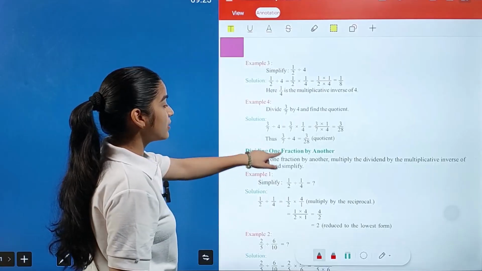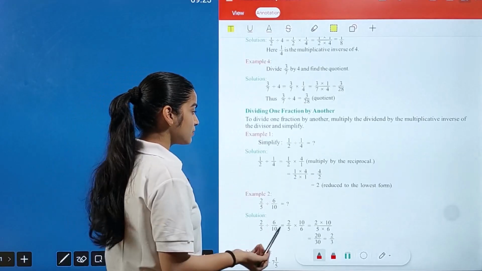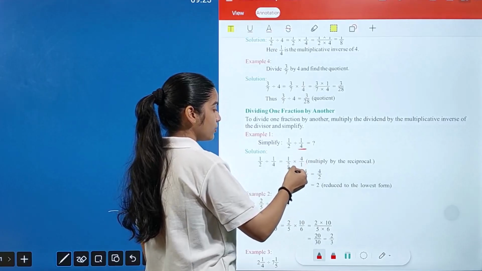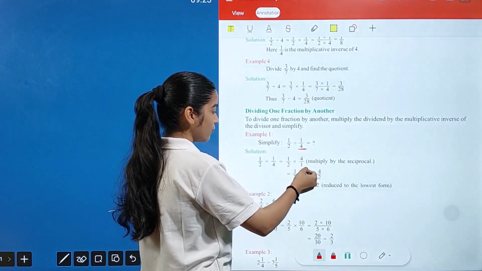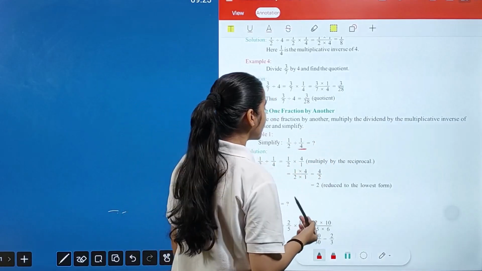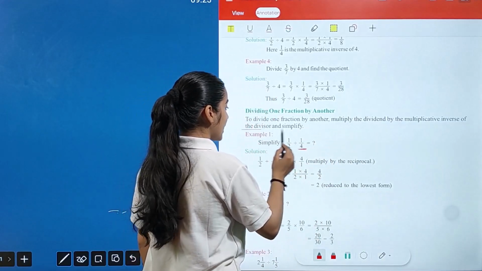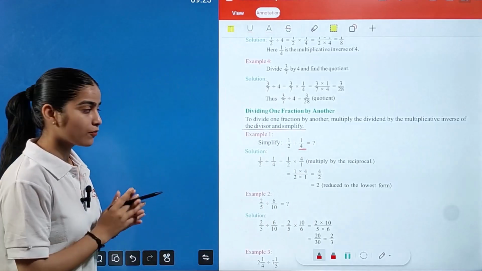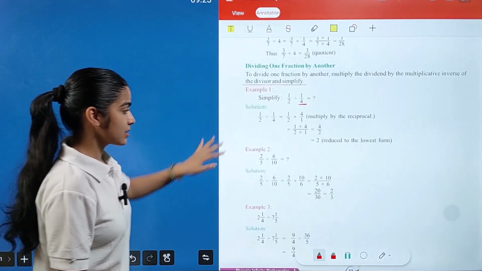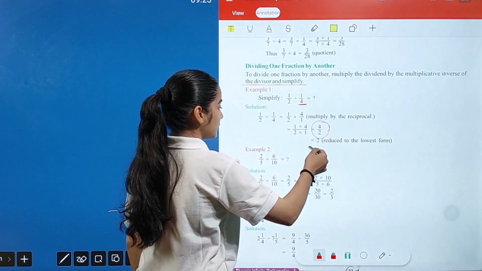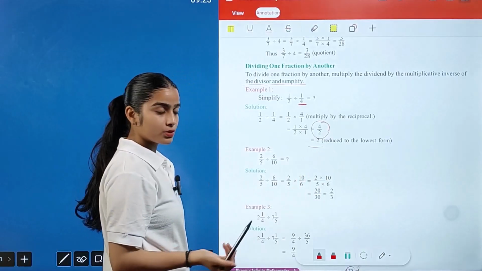Now dividing one fraction by another, the same thing is repeating here. The second number gets the reciprocal. So 1 by 2 multiplied by 4 by 1. To divide one fraction by another, multiply the dividend by the multiplicative inverse of the divisor and simplify. You can also say that you just have to take the reciprocal of your divisor and you will get your answer. So 1 by 2 multiplied by 4 by 1, you will get 4 by 2. That is your 2 when you reduce it further.